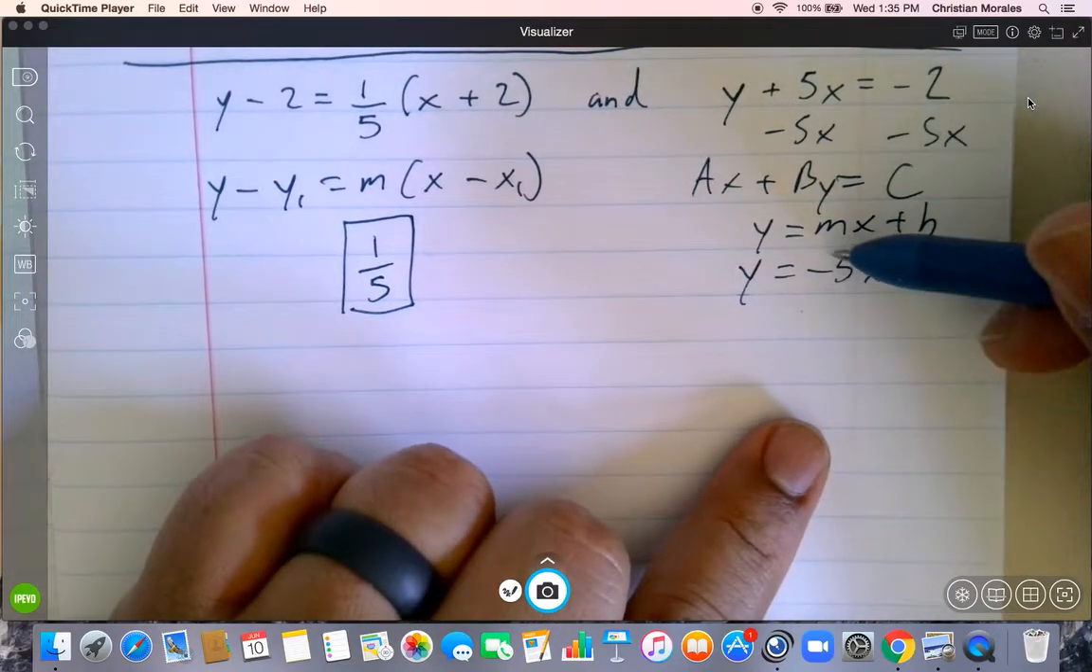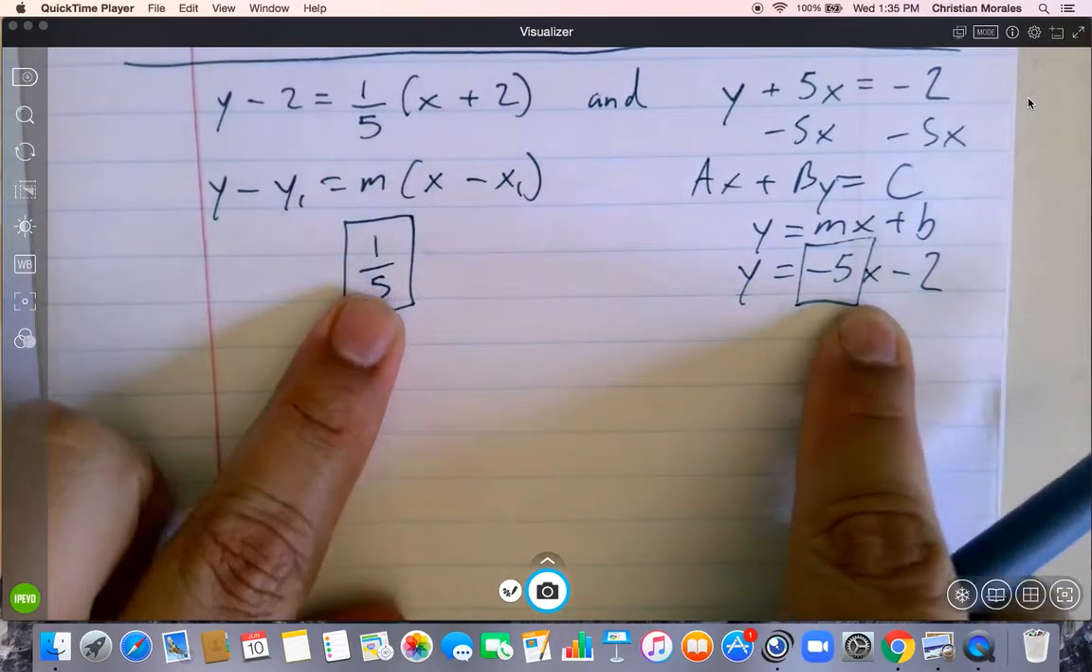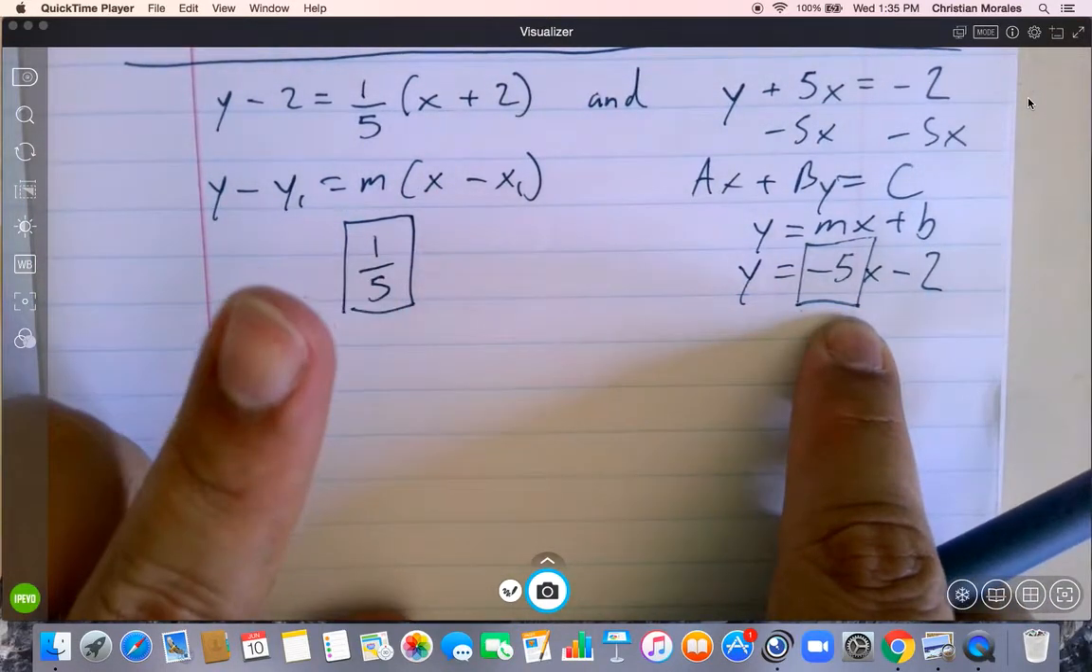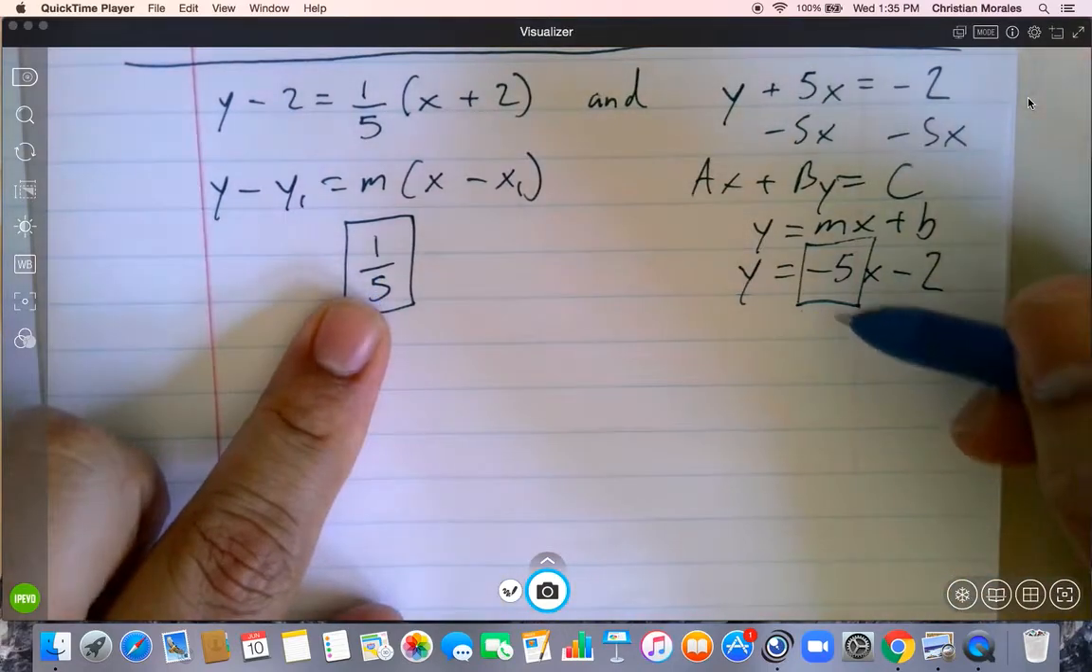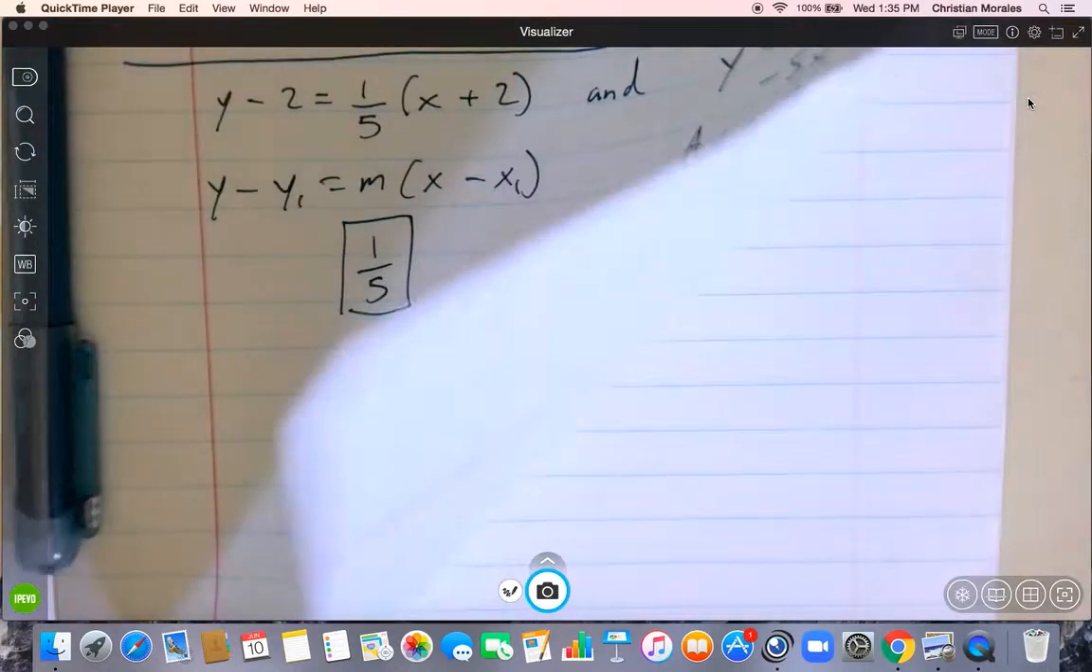Now, when I look at my slope, I'm comparing this number to this number. And this is the negative reciprocal of this. Because you could just put this over 1 and it's the flip version. So guys, those are perpendicular lines.